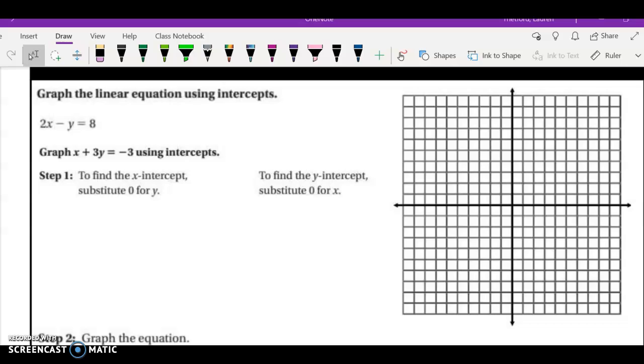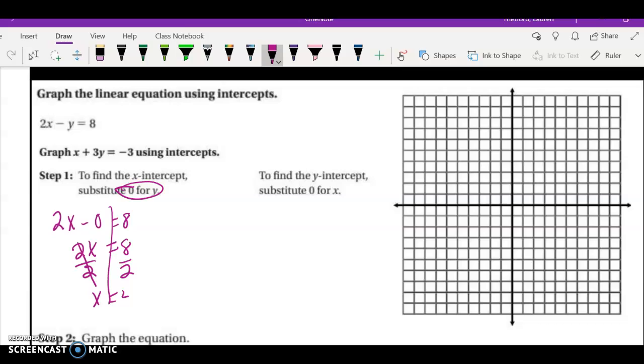Okay, so we have 2x minus y equals 8. And so we are going to substitute in a 0 for y to find our x-intercept. So that leaves me with 2x equals 8. I'm going to divide by 2 on both sides. Those 2's cancel, and I have x equals 4. So my point is (4, 0).